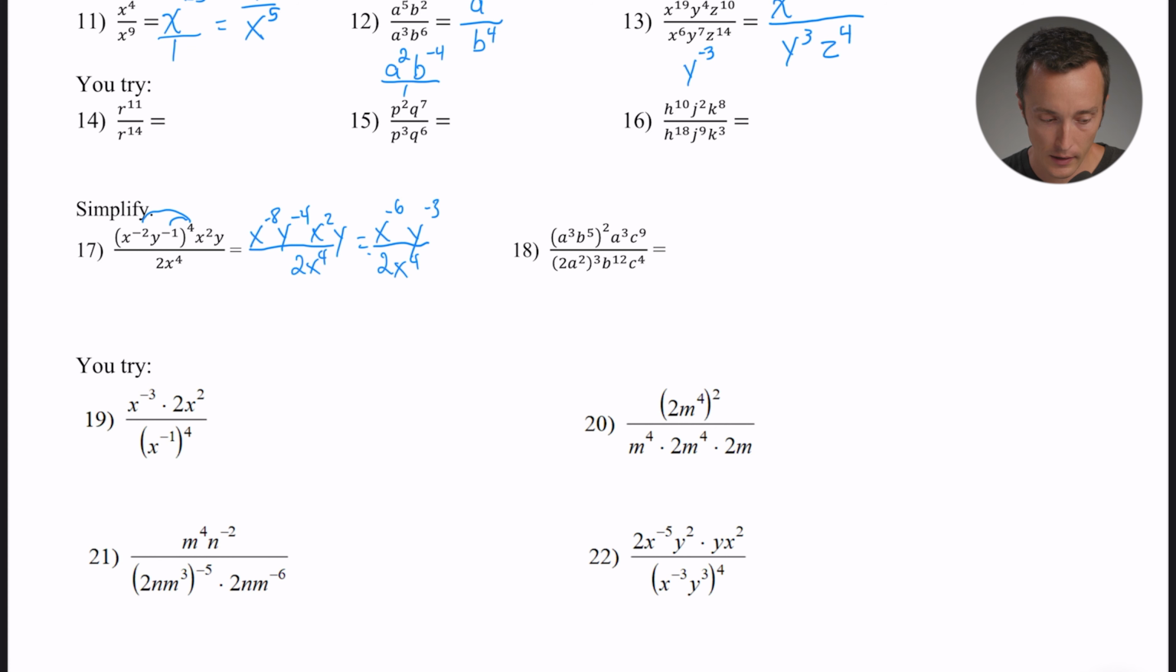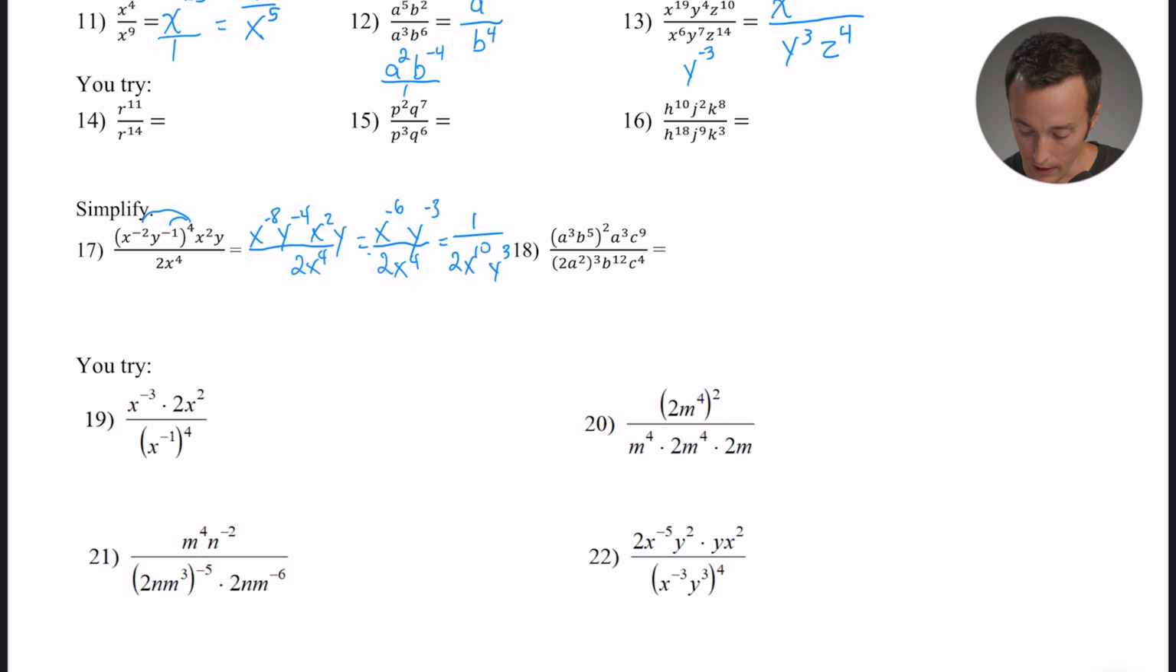And let's see. Well, the x to the -6 is going to have to go down into the denominator. So I'm running out of room here. Let me just show you here. This is going to be 1 over 2x to the 10th y to the 3rd. Okay, so that's going to be the final answer.